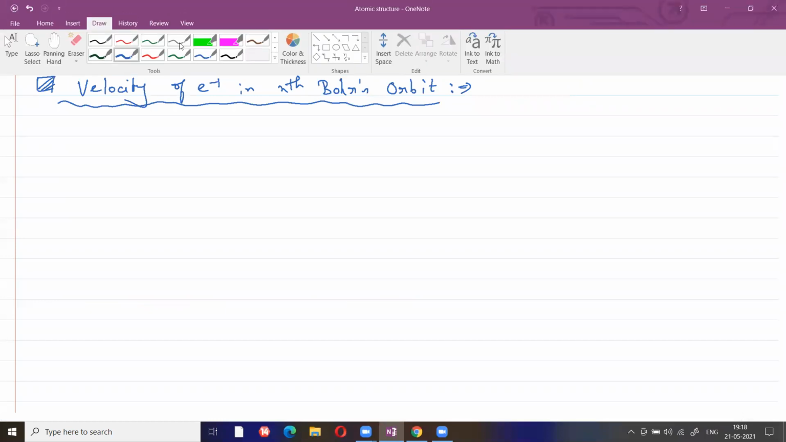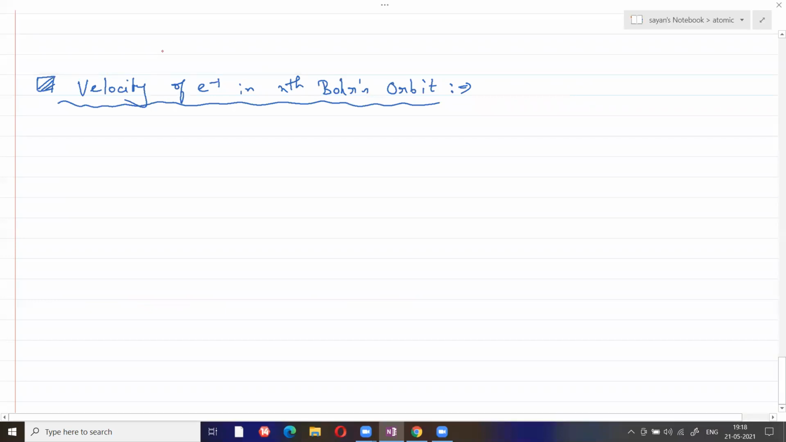Now in that case, look, we all know the formula mv square by r equals to kz square by r square. And mvr equals to nh by 2 pi. From here you have to find out the r value. So r equals to nh by 2 pi m into v.